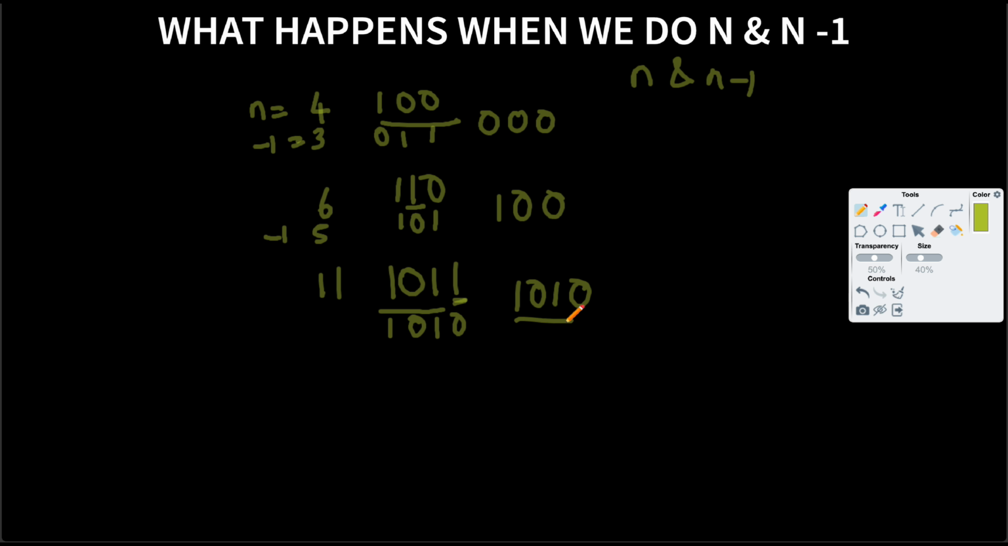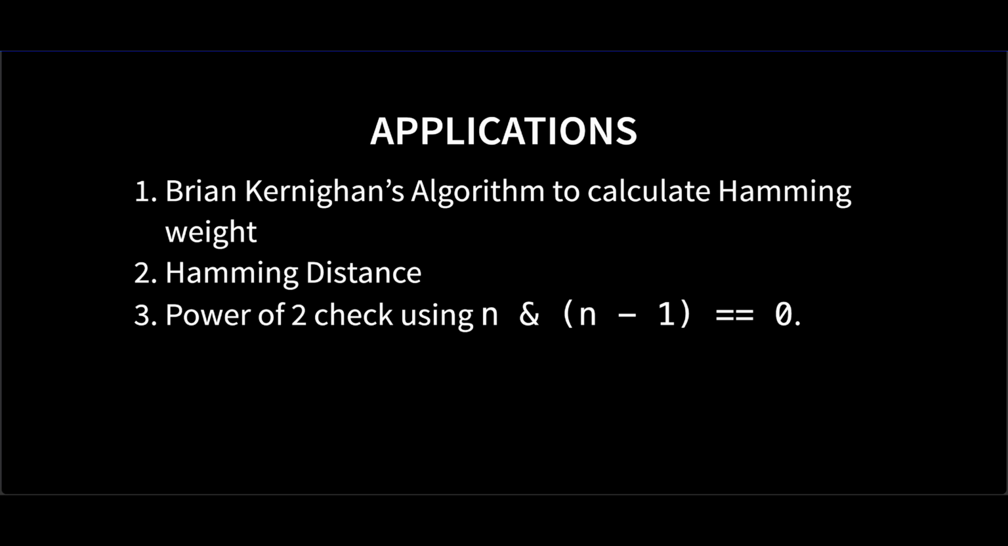So to summarize, when we do n-1, the rightmost 1 bit in n becomes 0 and all the bits to the right of this bit in n become 1. And when we do the bitwise AND operation between n and n-1, that clears the rightmost 1 bit in n. Now let's look at the applications of this operation.